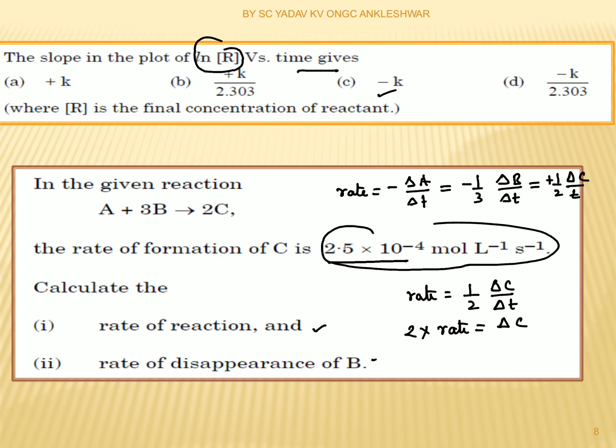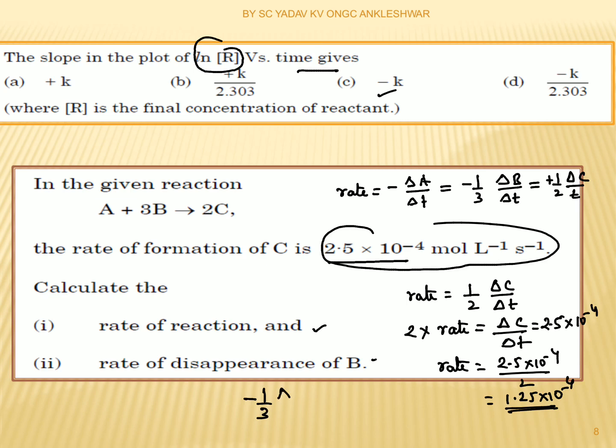So now 2 to this side, 2 into rate is equal to delta C by delta t, change in concentration, and this is equal to 2.5 into 10 to the power minus 4. Okay, so what will you say? Or generally you write rate is equal to 2.5 into 10 to the power minus 4 by 2, and it is equal to 1.25 into 10 to the power minus 4. So this is the rate of reaction.